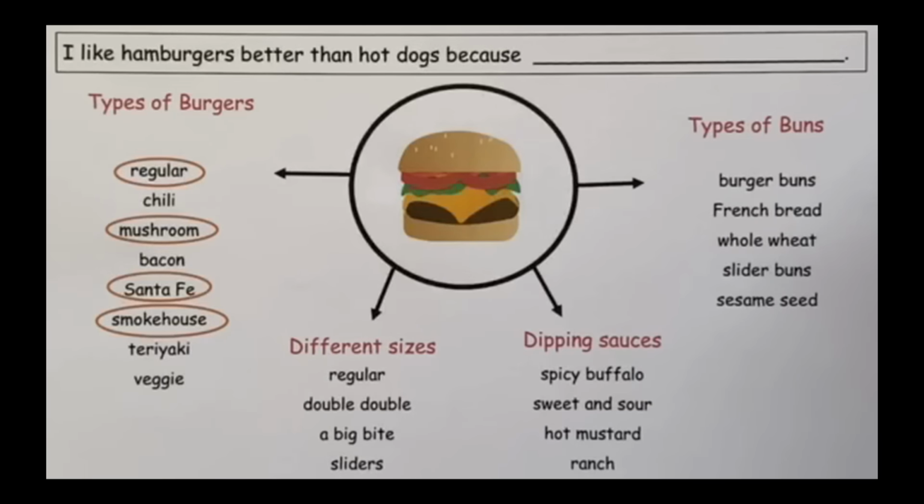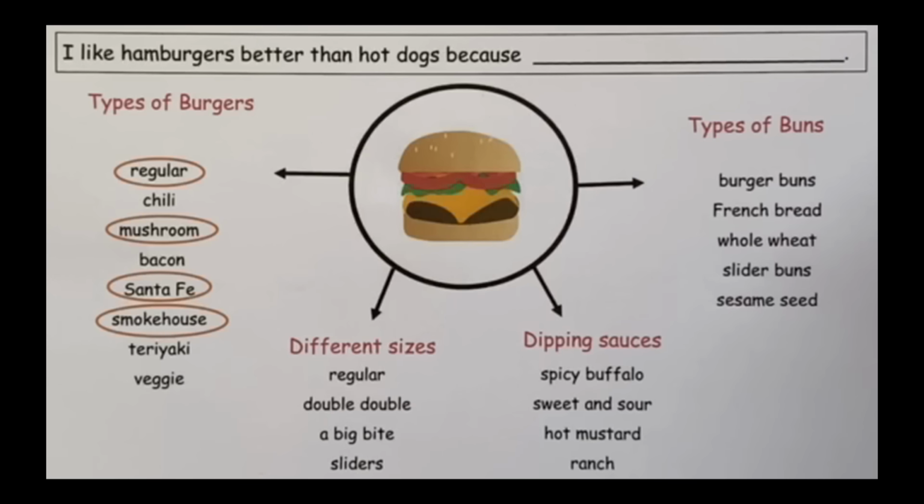And then the discussion turned to the types of buns. Most kids preferred the burger buns, just your regular hamburger buns. Some kids said French bread, whole wheat, that was just one. And then we had slider buns if you order the sliders, then sesame seed.